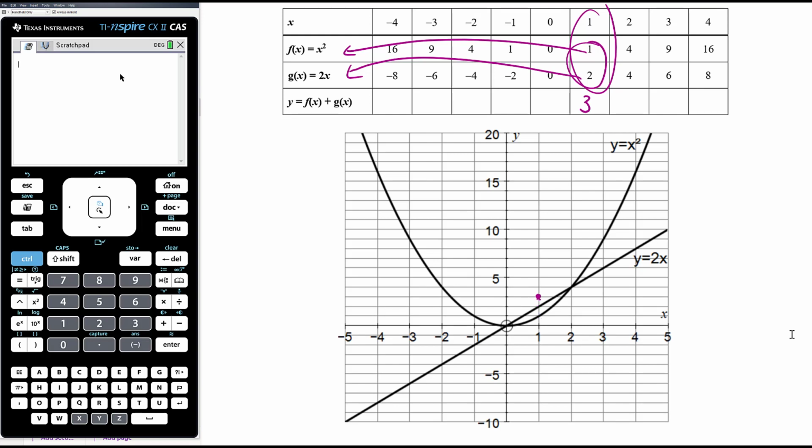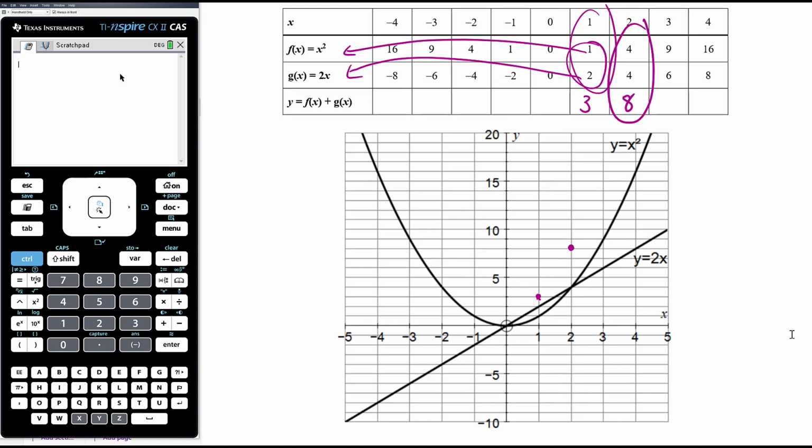We can pick another x value, when x is equal to 2. We can see graphically here both functions have y values of 4. So when we add together those two functions at x equals 2, we'll be doing 4 plus 4. We can see that in the table here. x squared is 4, 2x is 4, therefore x squared plus 2x is 4 plus 4, which is 8. So it's going to go through this point at 8.